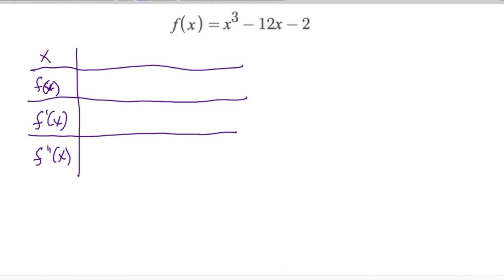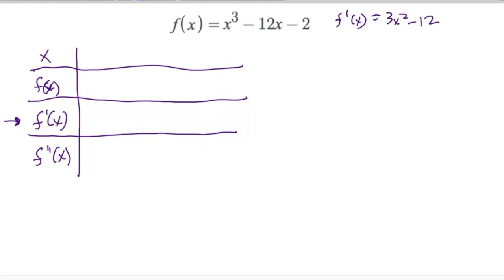So with this function, the first thing we need to find out is where the derivative equals 0. So first you have to find the derivative. That would be equal to 3x squared minus 12. So where's this going to equal 0? I think we're going to have 2 zeros.